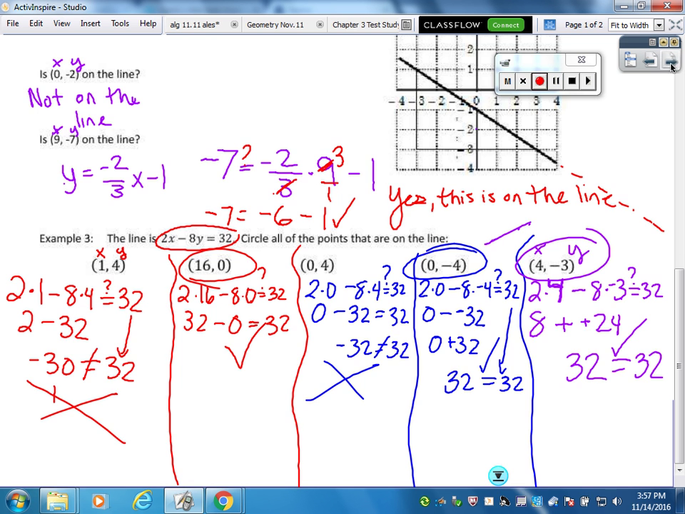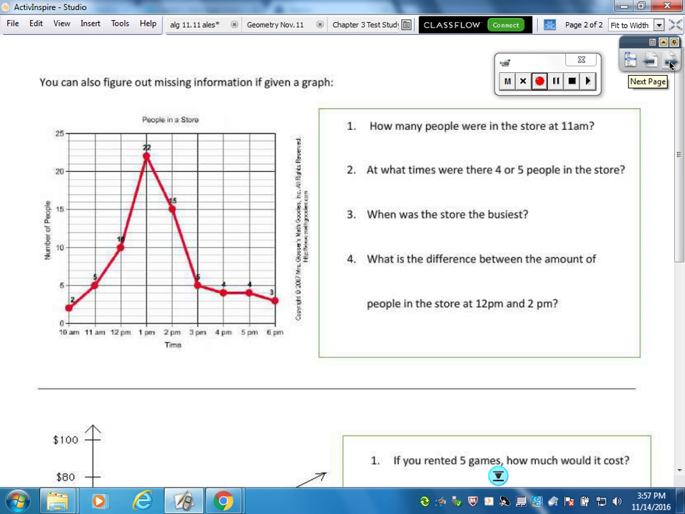All right, on the back of your notes, got 2 more problems. I know this one's not quite a line, but we can tell a lot from it. First off, I want to know how many people were in the store at 11 a.m. So when you start this, first we want to read the title, People in a Store. And on the side axis here, our y-axis tells us the number of people. On our x-axis here, it's telling us the time. So if I'm looking at 11 a.m., I want to look at my time axis. At 11 a.m., let's see where my line is. It's at 5. So I had 5 people in the store at 11 a.m.